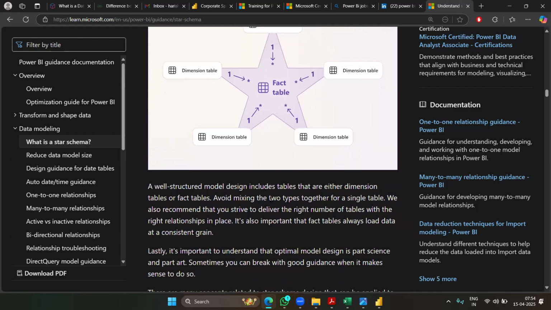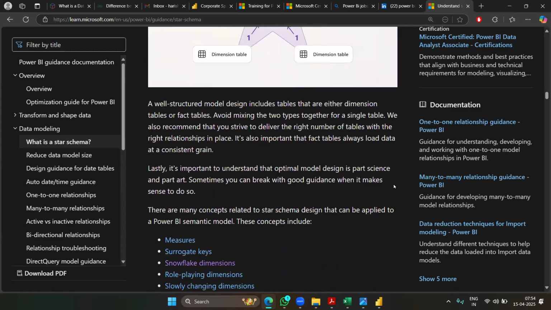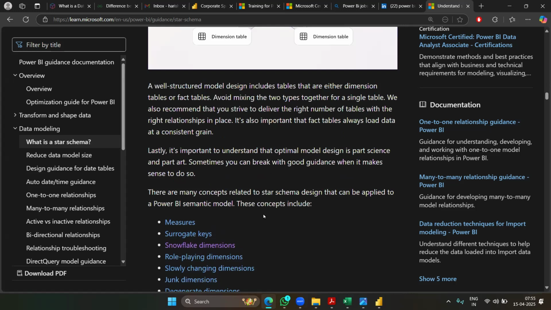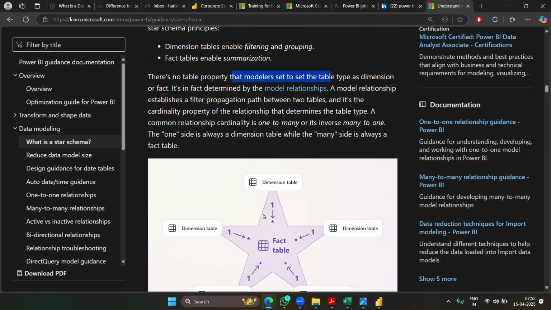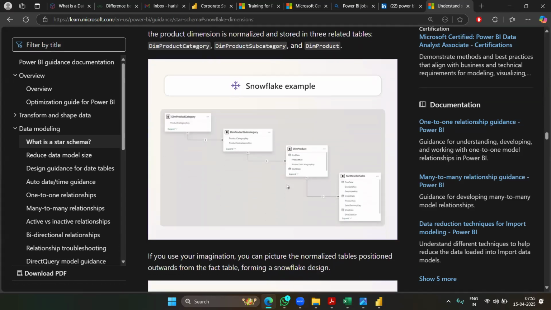See, star means many. A well-structured model design includes tables that are either dimensions or facts. Avoid mixing the two types together in a single table, right? There are detailed topics about what is a measure, what is a surrogate key, and the different kinds of dimensions. I'm not going to touch on those, but if time permits, I would request you to go through all these things. Okay.